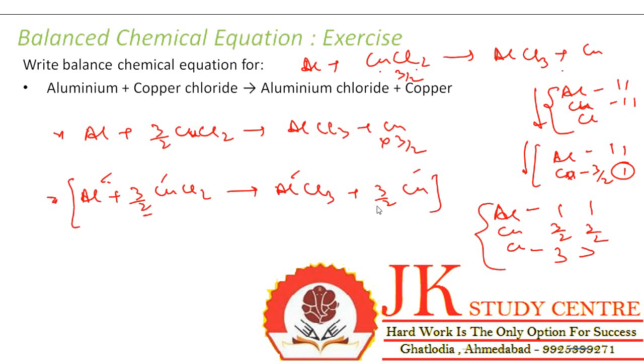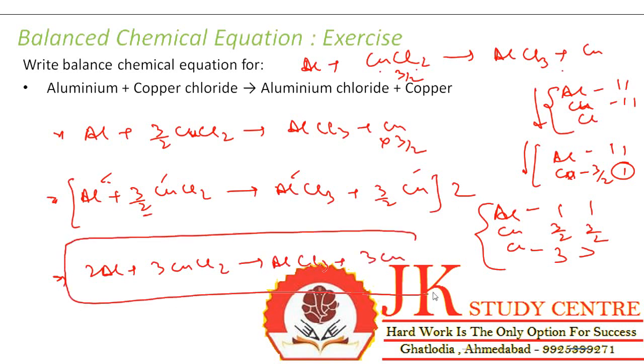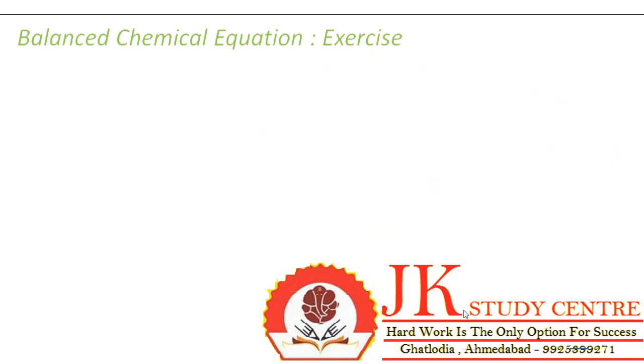Balanced, but in the fraction, so the denominator is 2 here, so we'll multiply with 2. What you get is 2 aluminium plus 3 copper chloride gives 2 aluminium chloride plus 3 copper. And that is my answer. Easy only.